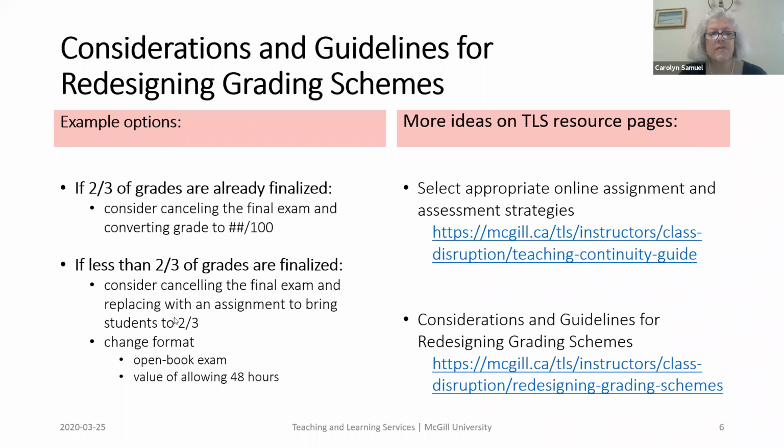If 2/3 of the grade is not yet finalized, consider canceling the final exam and maybe replacing that with an assignment to bring students to that 2/3 threshold. Again, it's not a rule, and you can think of it as a little bit more, a little bit less. If you're going to change the format, maybe you move to an open book exam, and I'm going to say a word about why 48 hours minimum is good.